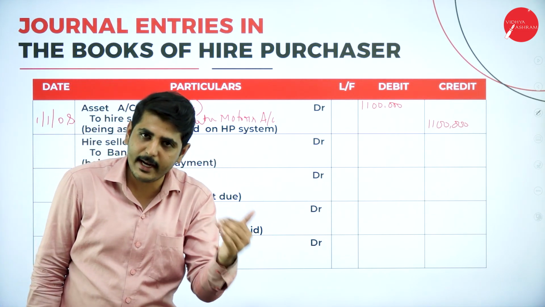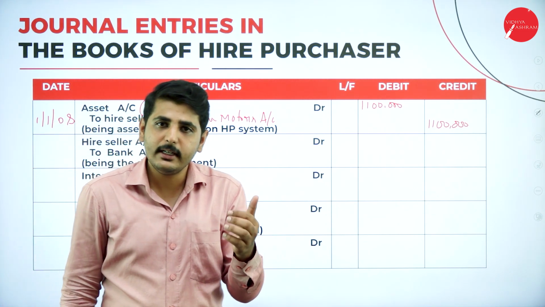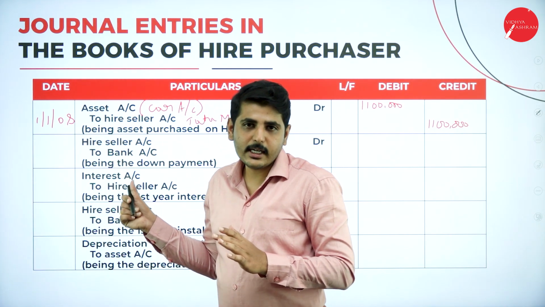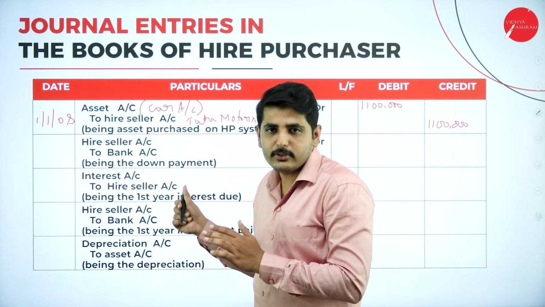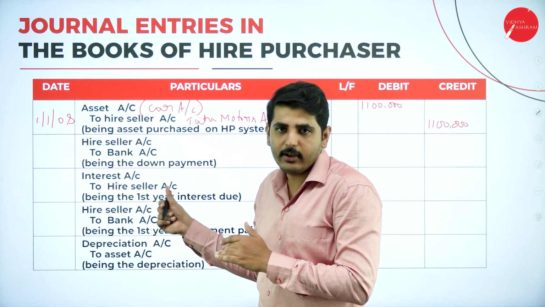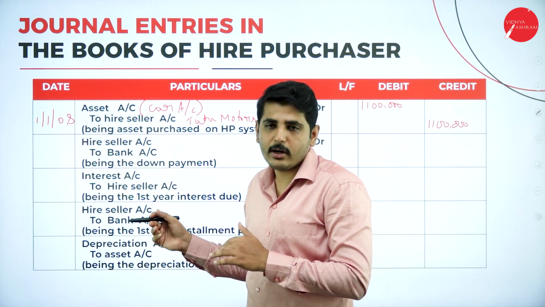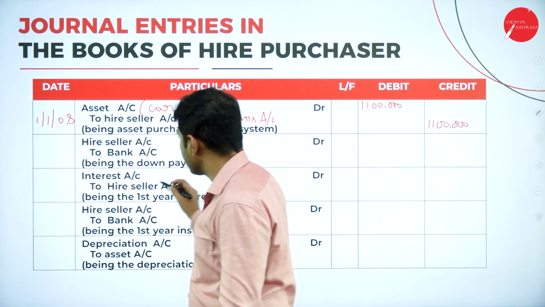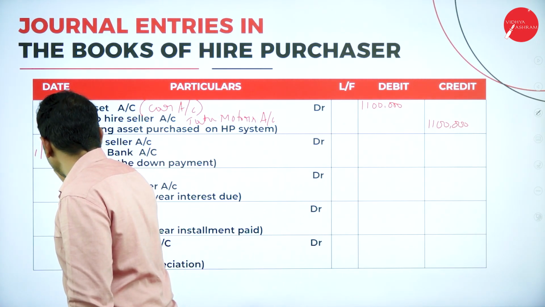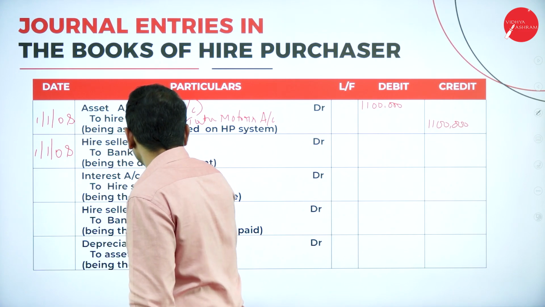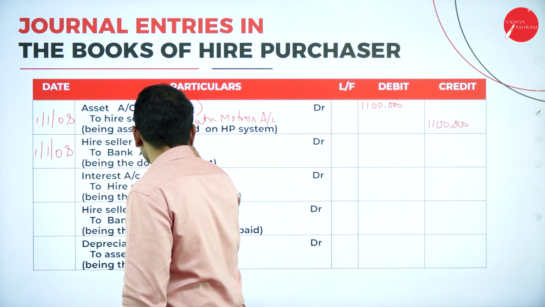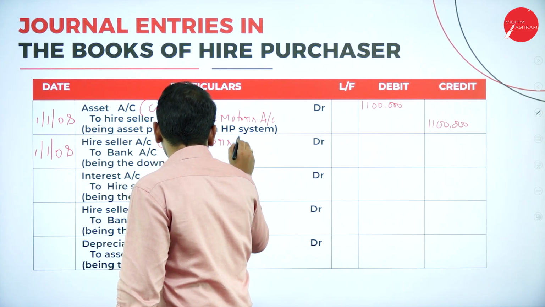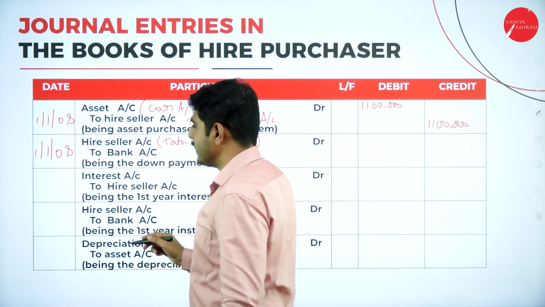Now on the same date of purchase we have to pay the down payment. What is the journal entry for the down payment? So who is the receiver? Tata Motors, the hire seller, is the receiver. What is going out? Cash or cheque. If we give cheque, it is bank account. So cash or bank account we have to credit. Journal entry, hire seller or Tata Motors on the same day, 1/1/2008.